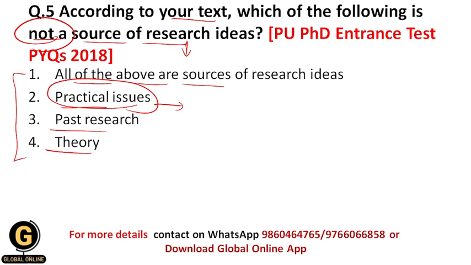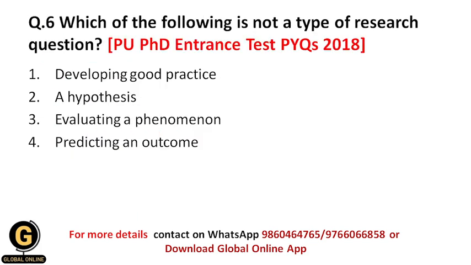Okay, these research questions need to be solved. Then from the past research as well you will get some research ideas. From the theory itself you will get some research ideas, you will get some hypothesis. Okay, that's why here your correct answer should be 1, that is all of the above are the sources of research ideas.